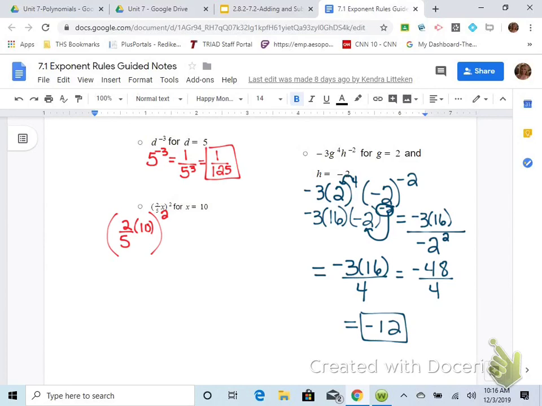So we're going to go 2 over 5 times 10. So then we're going to end up with what, Dylan? 4. Okay, so then I have 4 to the second power, which equals? 8. No, not 4 times 2, but 4 times itself twice. 16. There we go.